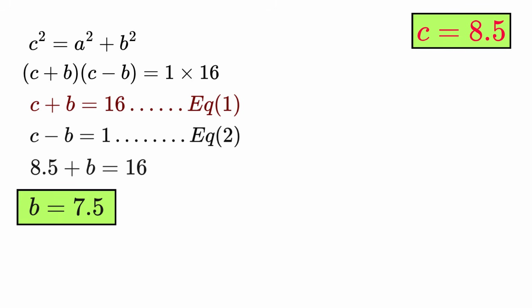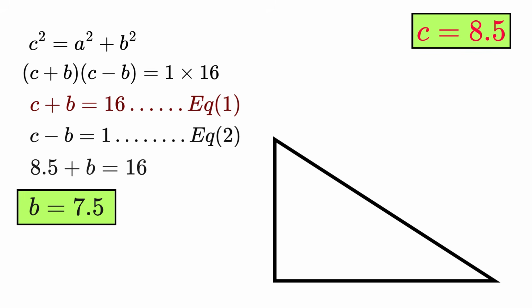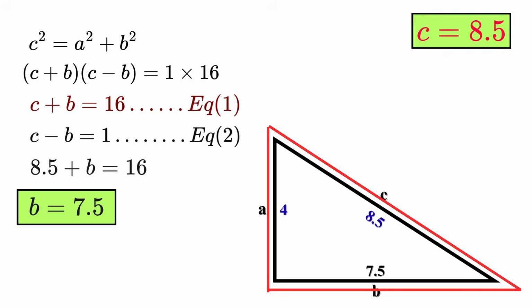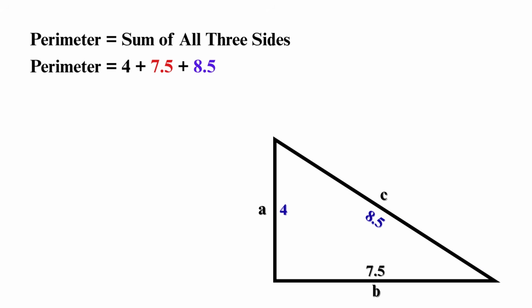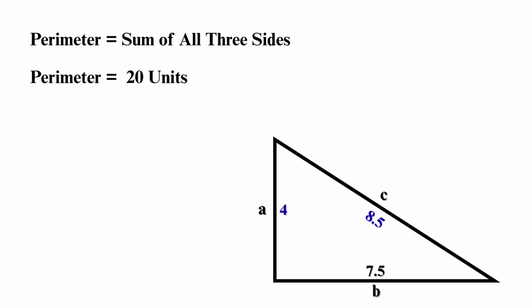Now, we have all three sides of our right triangle. Let's list them out. Side A, our perpendicular, equals 4 units. Side B, our base, equals 7.5 units. And side C, our hypotenuse, equals 8.5 units. We know that the perimeter is simply the sum of all three sides. So, let's add them up. 4 plus 7.5 plus 8.5. 4 plus 7.5 gives us 11.5. And 11.5 plus 8.5 equals 20. Therefore, the perimeter of our right triangle is 20 units. And that is our required result.